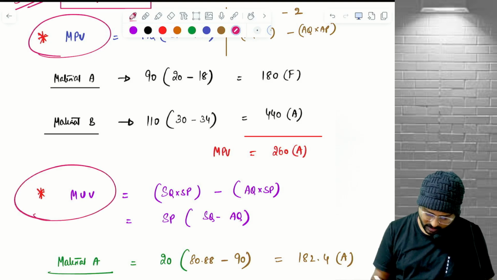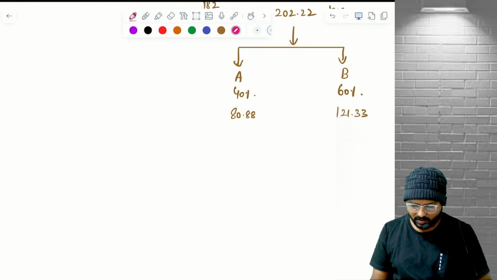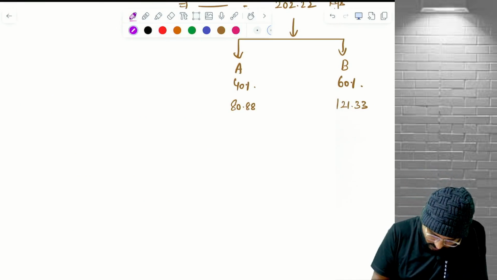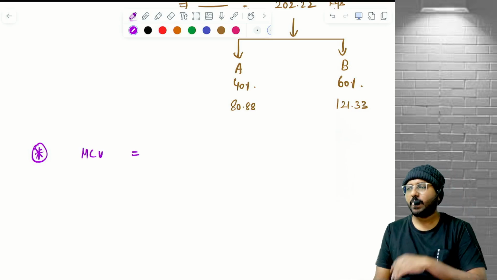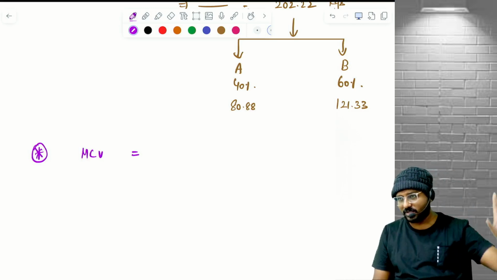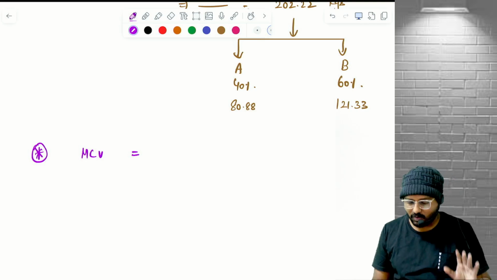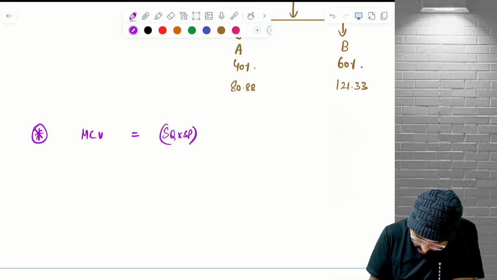We're done with material usage variance. Anything else we have got? Cost variance also we need to calculate. Okay, let's do that. Material cost variance is equal to, what is the formula? First give me the normal formula based on numbers. 1 minus 2. Okay, what is 1? SQ into SP. Okay, next, what is 2?